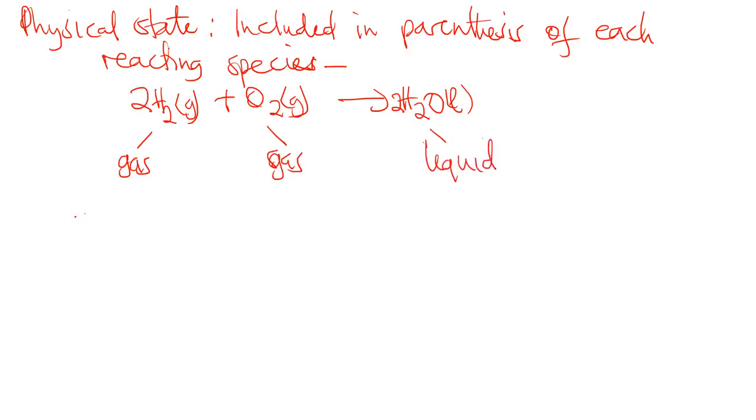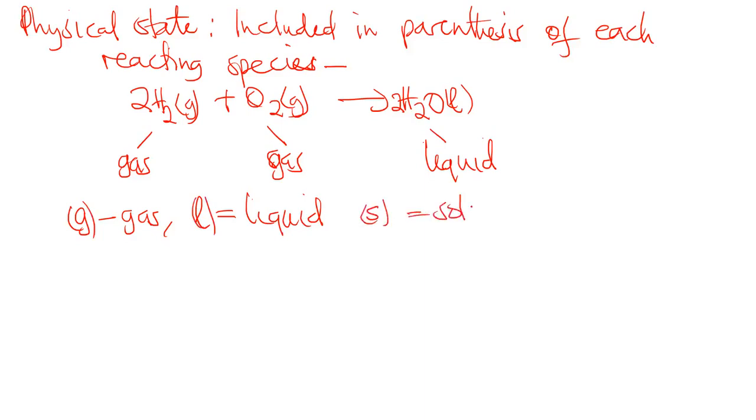So what we are saying is G stands for gas. L stands for liquid. So I'll put them in parentheses. S stands for solid. And AQ stands for aqueous. So these are the physical states of a chemical reaction.